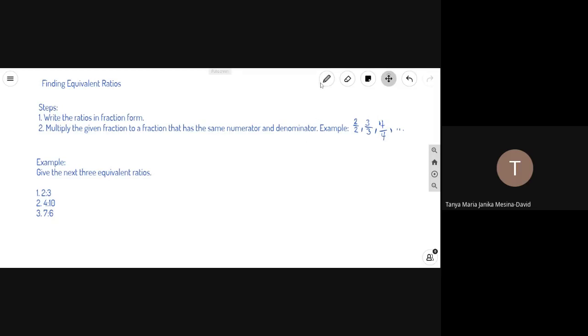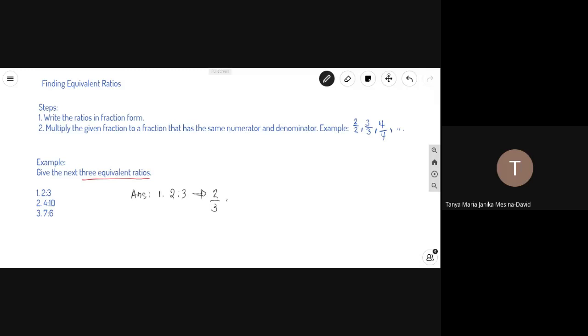So for this example, we are asked to give the next three equivalent ratios. So let's answer. Let's have number 1. 2 is to 3. So according to our step, we have to first write it in fraction form. So it will become 2 over 3. And then we multiply 2 over 3 by a fraction that has the same numerator and denominator.